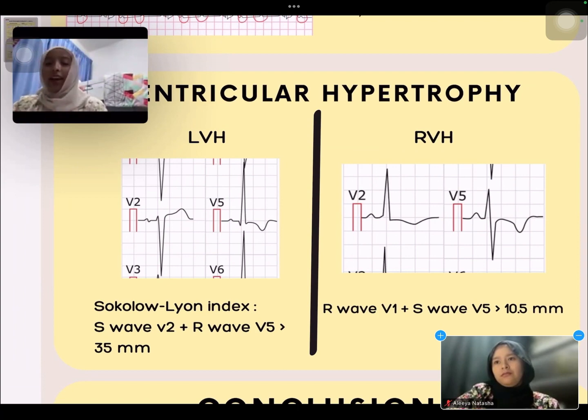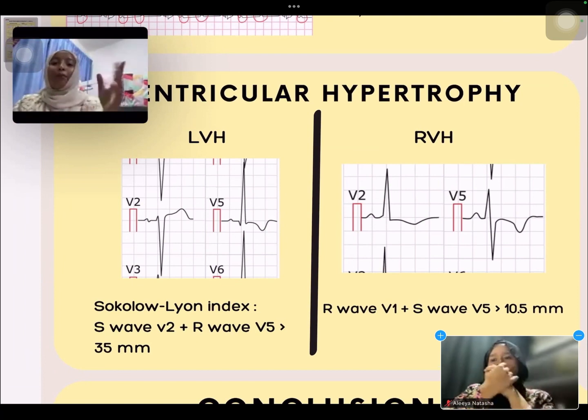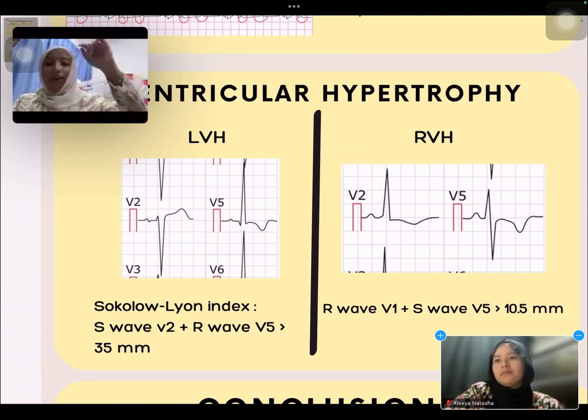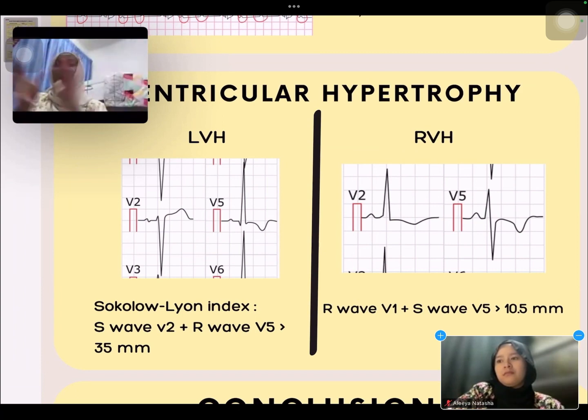And to confirm that it is LVH, we have to look based on the Sokolow-Lyon index, which is the height of S wave at V2 plus R wave at V5. You combine these two heights and get more than 35 millimeters. So for RVH, we only look at the R wave and S wave. So the R wave we look at V1, while S wave we look at V5.